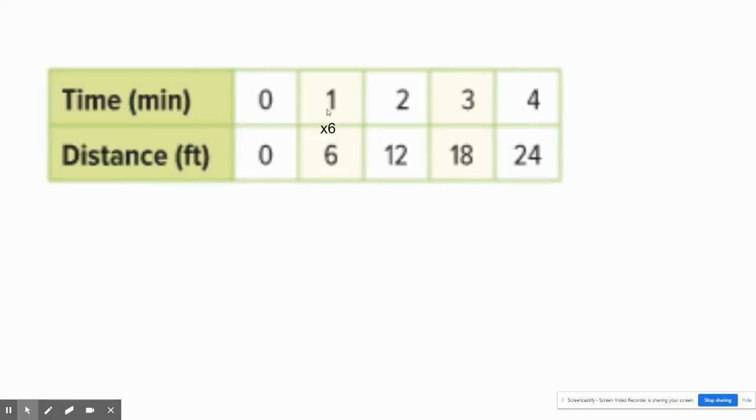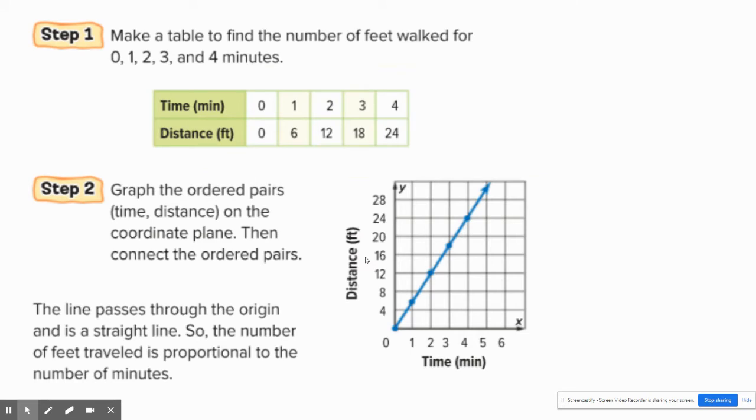Okay. Another way I want you to see this that we didn't talk about was 1 times 6 equals 6. If each one of these is constant across here, if 2 times 6 equals 12, and 3 times 6 equals 18, and 4 times 6 equals 24, and in fact 0 times 6 equals 0, then we also know it's proportional. So we know that this is a table showing proportional values.